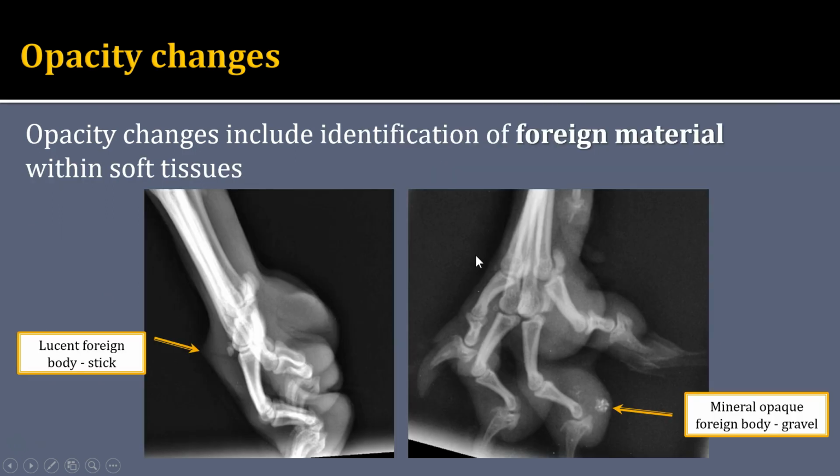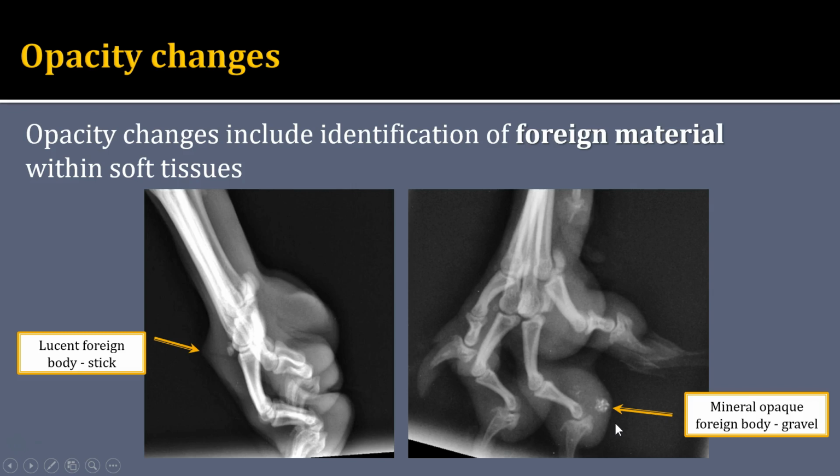We may also be able to identify foreign material within the soft tissues, and foreign material may appear as in this dog, kind of metatarsus digits, where it is actually a radiolucent line of a stick that is still air-filled within the soft tissues of this patient. Or as in the patient on the right, which are also digits from a dog, where there is a mineral opaque foreign object embedded in the pad, and this happens to be gravel.